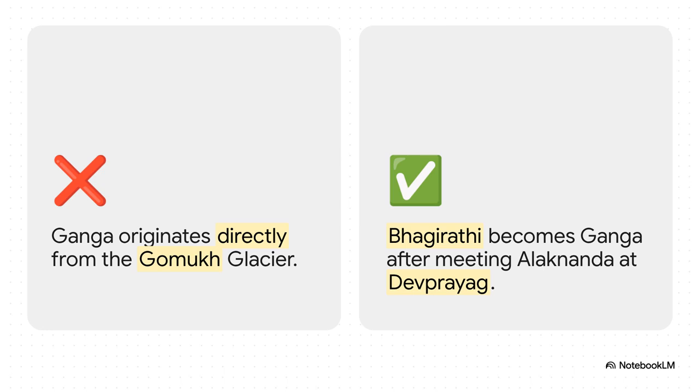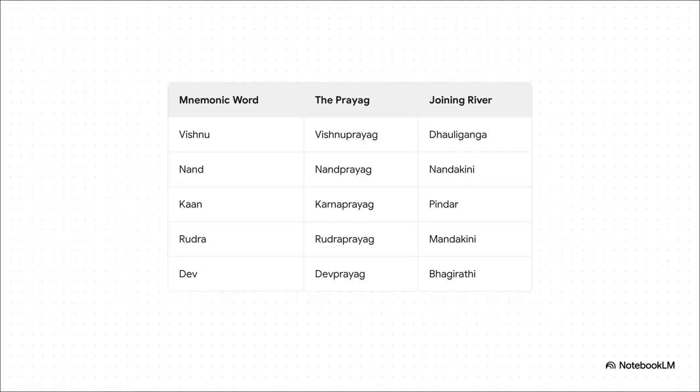The fierce, aggressive water cutting through the mountains from Gomukh is actually the Bhagirathi River. The Ganga literally does not exist by name until the Bhagirathi travels down and violently collides with another massive river, the Alaknanda, at a place called Devprayag. It's only after that magnificent collision that the river is officially named the Ganga. But wait, the Alaknanda doesn't just show up at Devprayag alone.